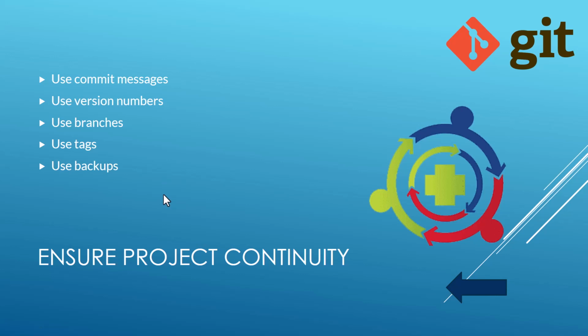Source versioning tools provide a backup of the code base which can be used to restore the project in case of a disaster or data loss. It's important to ensure that backups are created regularly and are stored in a secure location. By using these techniques, you can ensure project continuity and make it easier for future developers to understand and work with the code base. This can help ensure that the project remains stable and continues to evolve over time.